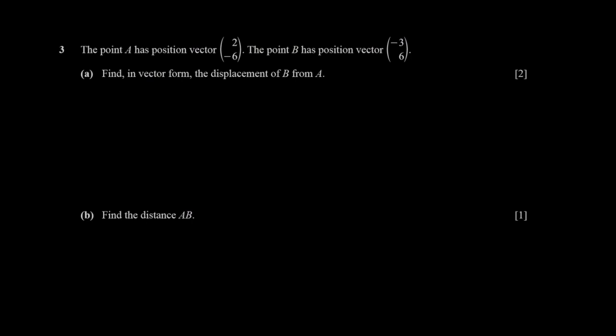All right then, so question 3, which is a vectors question. The point A has position vector 2, negative 6. The point B has position vector negative 3, 6. Find in vector form the displacement of B from A.